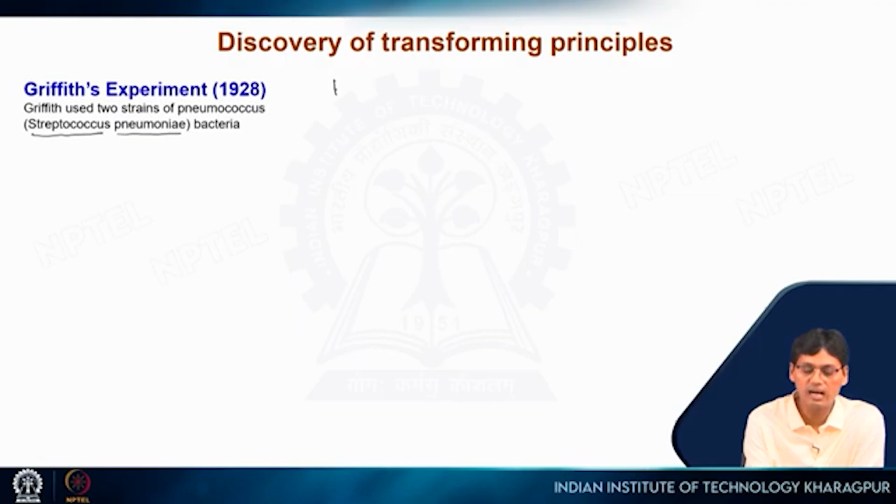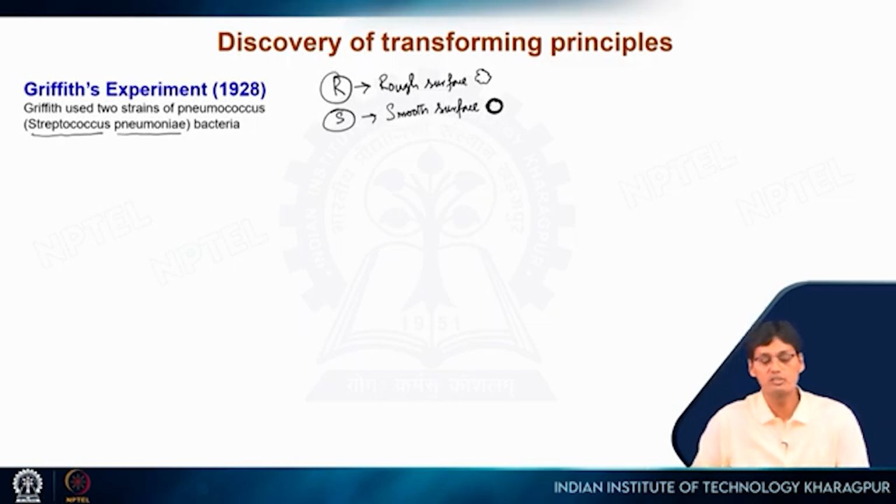One is the R type. R stands for rough surface. And another strain of bacteria he found was the S type, where the surface is smooth. Why are they smooth? Because they have a very thick polysaccharide layer on the outer side, and they are the smooth bacteria.